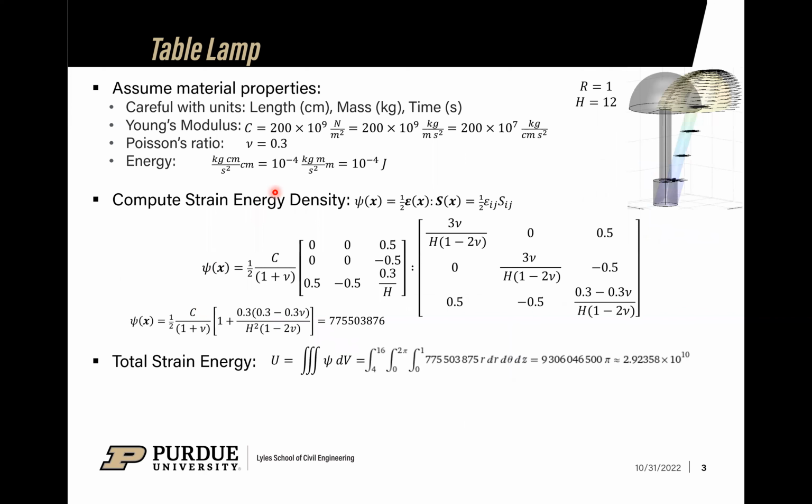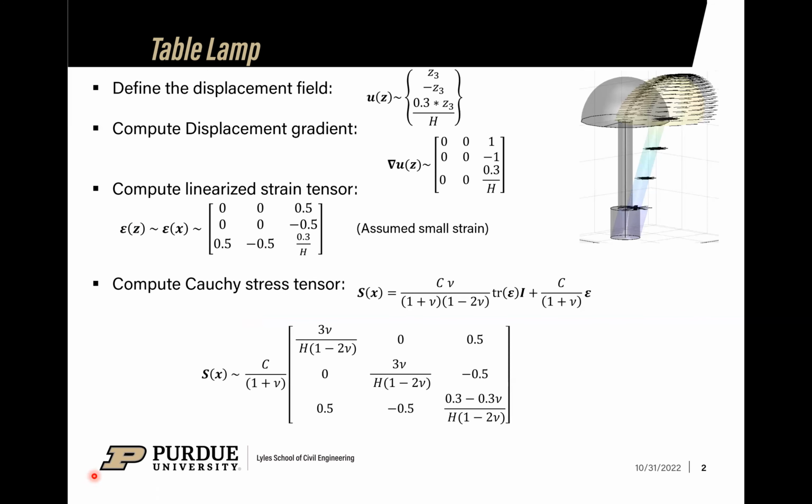So coming to the material properties, the Young's modulus that I've taken for this project is right here, and similarly the Poisson's ratio is taken as 0.3. And for the strain energy density, I have taken the double dot product of the strain tensor and the Cauchy stress tensor, which was shown in the previous slides, which is both of them.